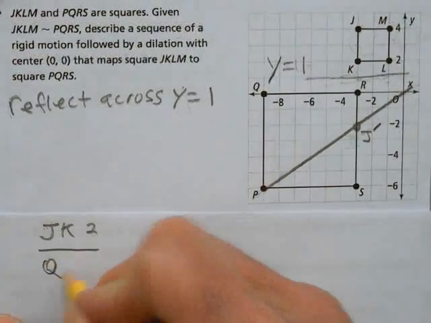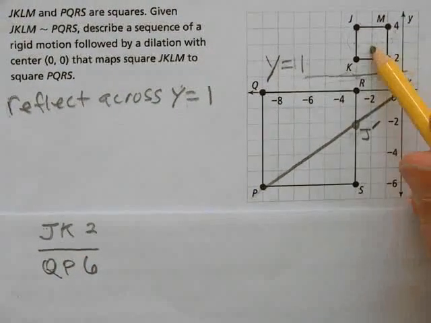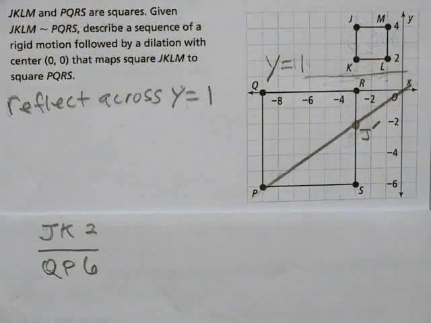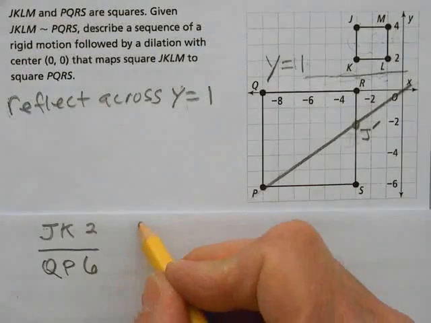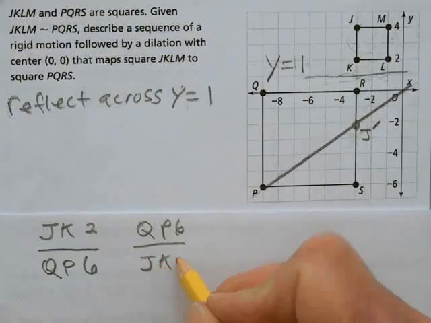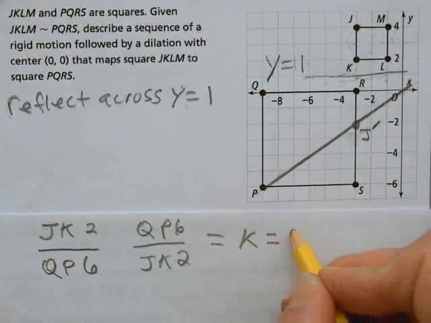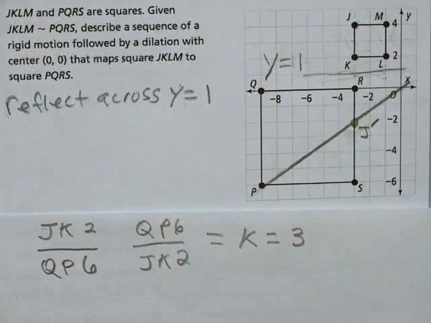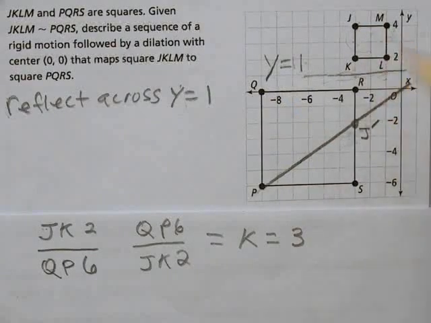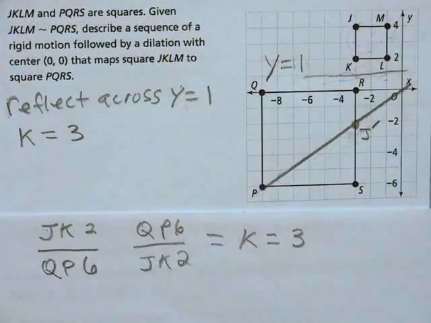And I'm going to tell you right now, I've just made a mistake. These should be reversed because I'm going from this one to this one, and I should be thinking of it in those terms because I know this is going to be an enlargement. So I'm going to switch these around. I'm going to write it as QP is 6 and JK is 2, which means k, my scale factor here, is going to equal 3. In other words, every side on the larger square is 3 times as large as it is on the smaller square. So I can say that this would be a dilation of 3.